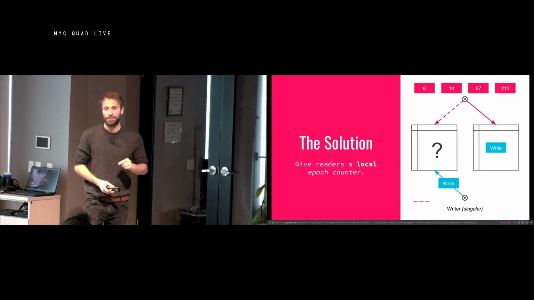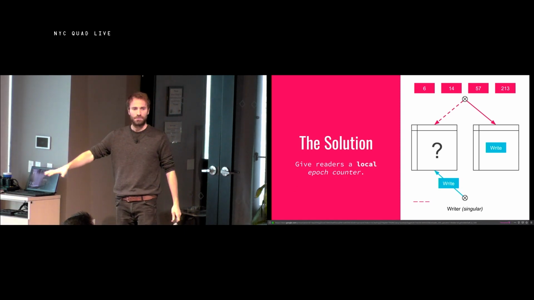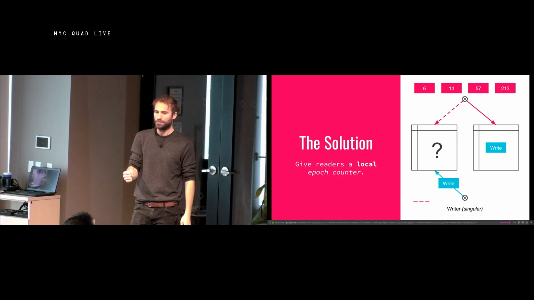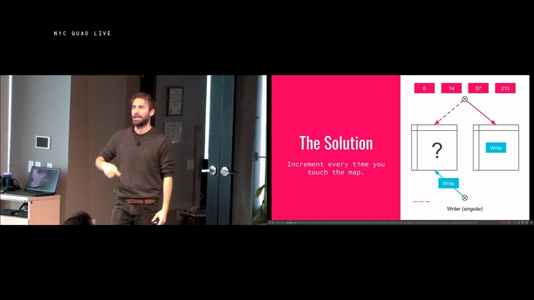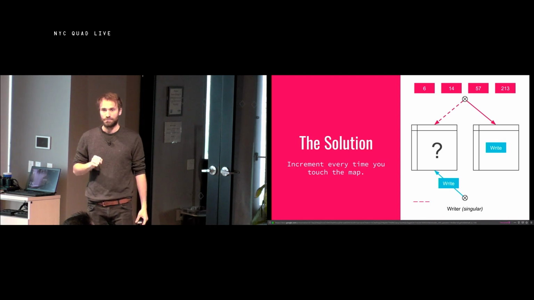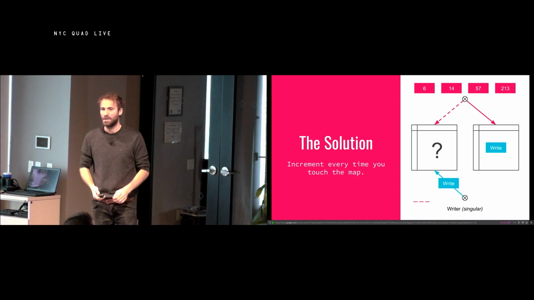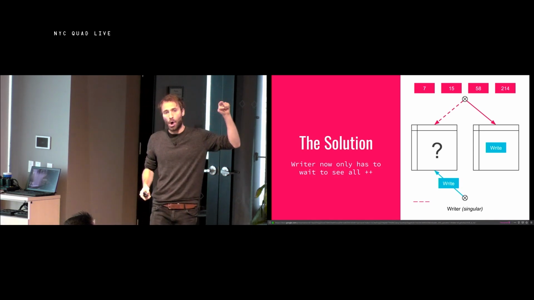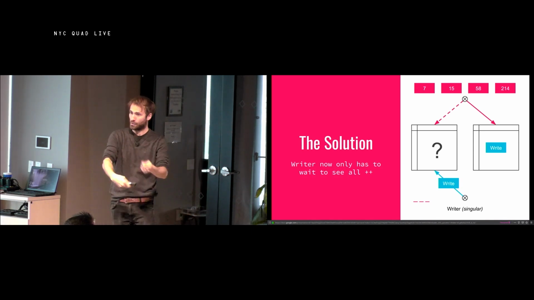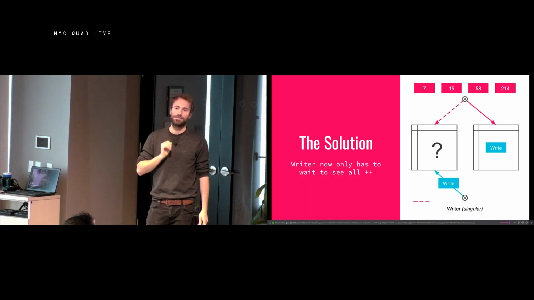Every reader is going to keep just a local counter. It's not going to be synchronized in any way. They're just going to keep a counter local to that reader, and every time they do an operation on the map, they're going to increment that counter. So it's basically a counter of how many reads I've done. And then we're going to have the writer look at all the epoch counters. It's going to do the pointer swap, and look at all the epoch counters until it has seen all of them tick up by 1.